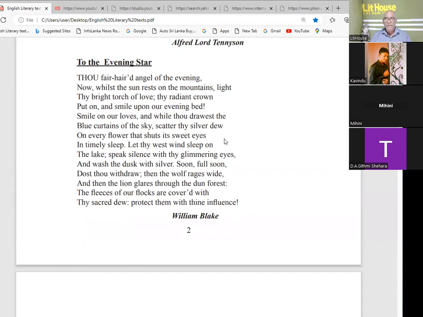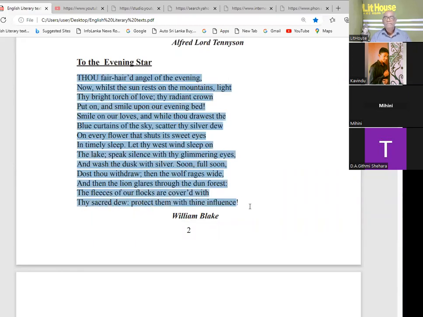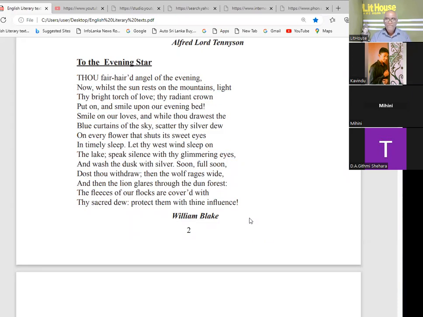Write down sonnet, S-O-N-N-E-T, sonnet. This is a sonnet because it has 14 lines. In English literature, poets use sonnets to appreciate things or people.